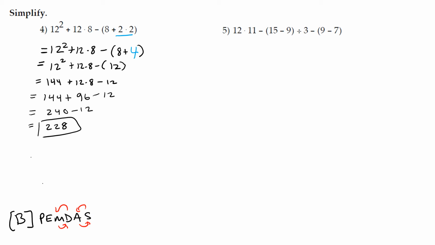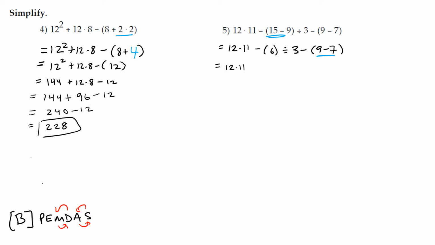Alright, next one here. Again, we're going to do inside our parentheses first. We'll do the first set of parentheses. So we'll do this 5 minus 9 first. Bring everything else down. 12 times 11 minus 15 minus 9 there. That's going to give me 6. Keep bringing down everything else. And then we do have another set of parentheses, so the next set there is that 9 minus 7.